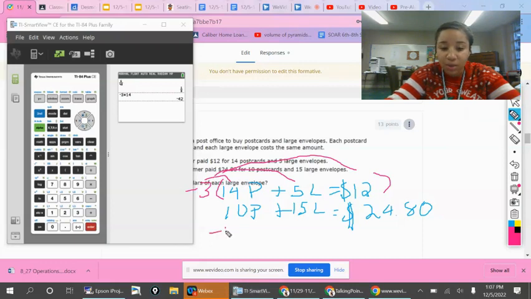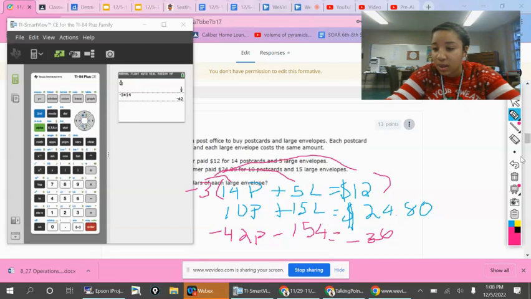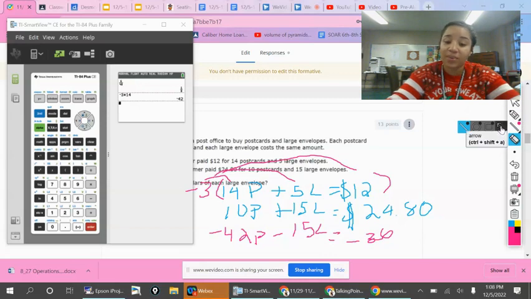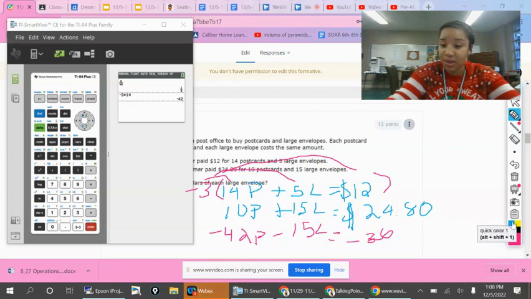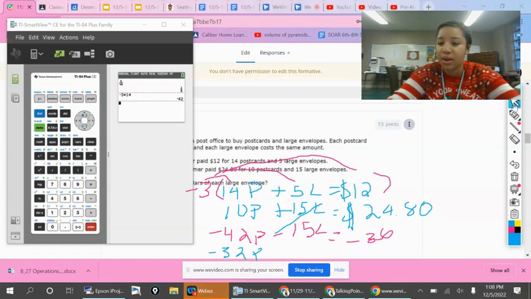So this is going to be -42p. Then this turns to -15L. And then this would be -36 equals negative. That's supposed to be an L. Okay, -36. So here, this is going to turn to -32. I'm going to make this blue again. These L's cancel out. And then I'm going to have 24.8 minus 36.